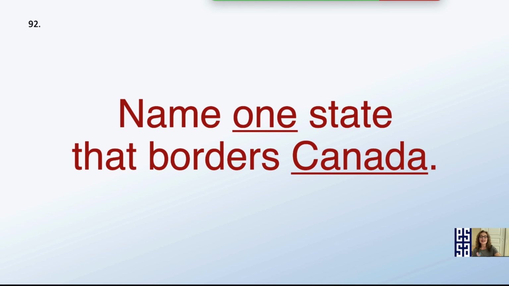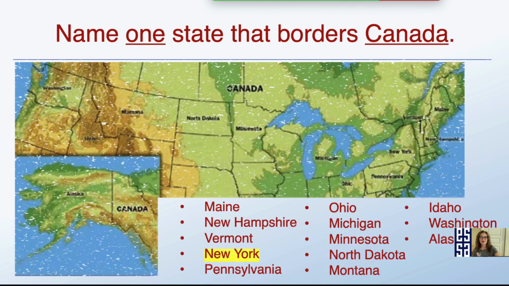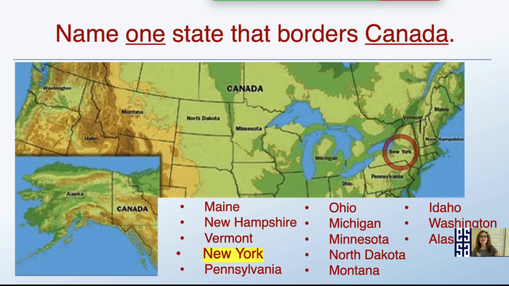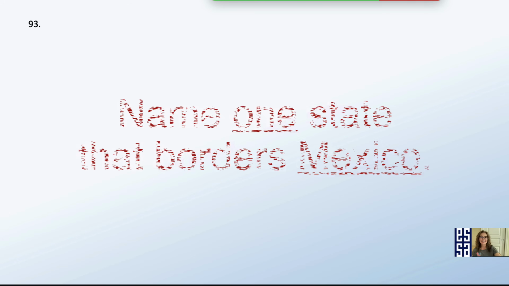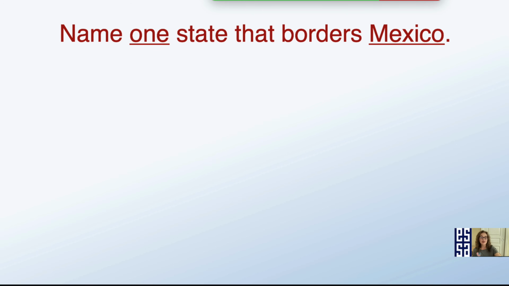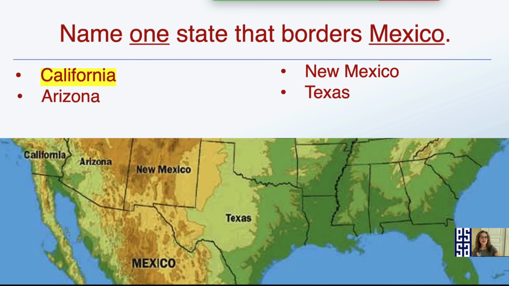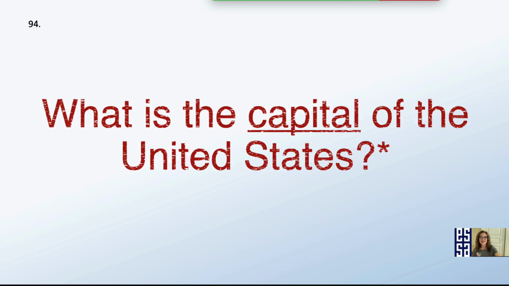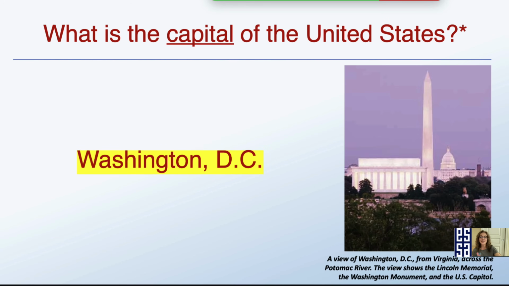Name one state that borders Canada. Quite a few of them. I chose New York. Name one state that borders Mexico. State that borders Mexico. There are 4 to choose from. I chose California. What is the capital of the United States? Capital is Washington, D.C.